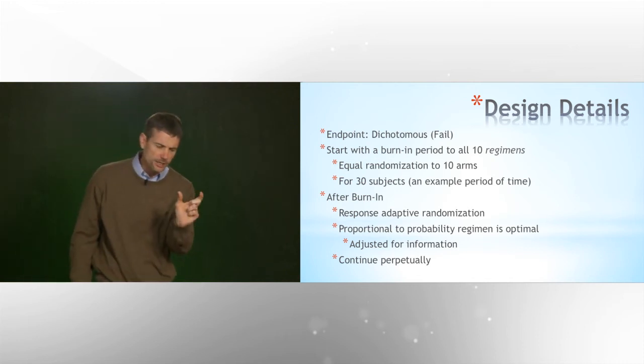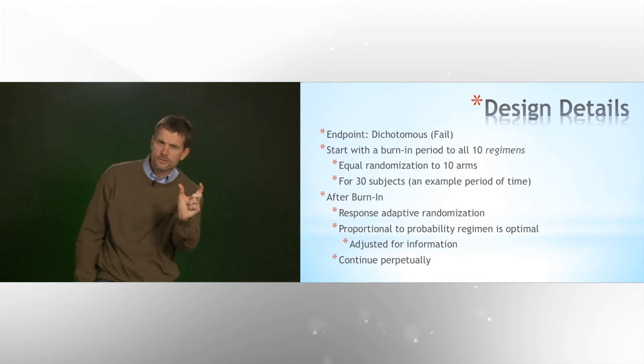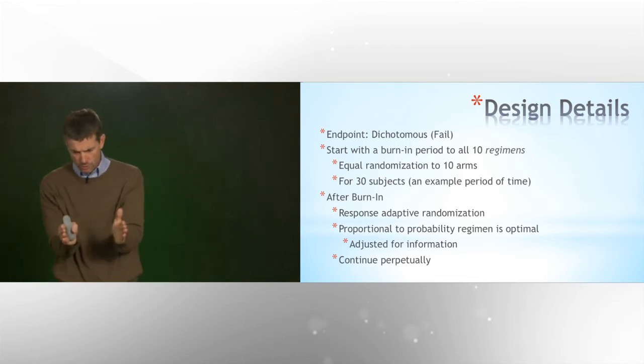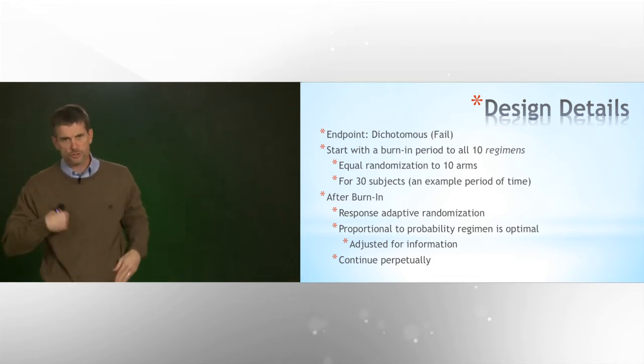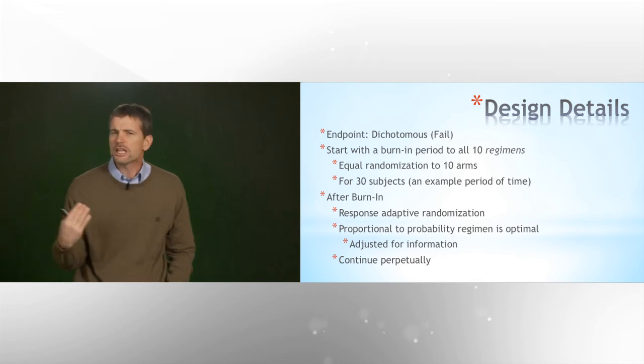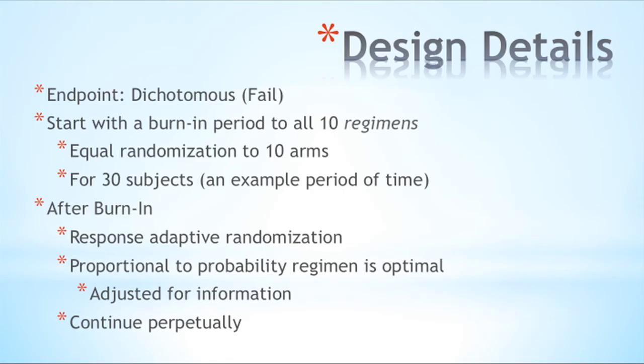We're incorporating an accrual lag of 20 patients. So every adaptation has 20 patients we don't know their data for. So we're assuming there's a 20 patient lag in information time. After the burn-in of equal randomization for the first 30, we'll do response adaptive randomization where the probability for an arm is proportional to the probability it's the most effective regimen. We adjust that for information, but think about it as the probability it's the most effective.